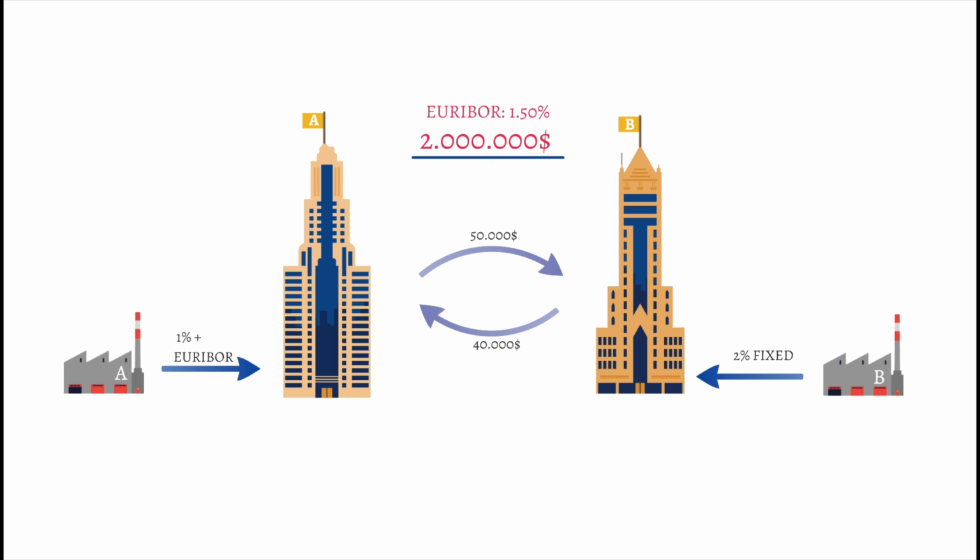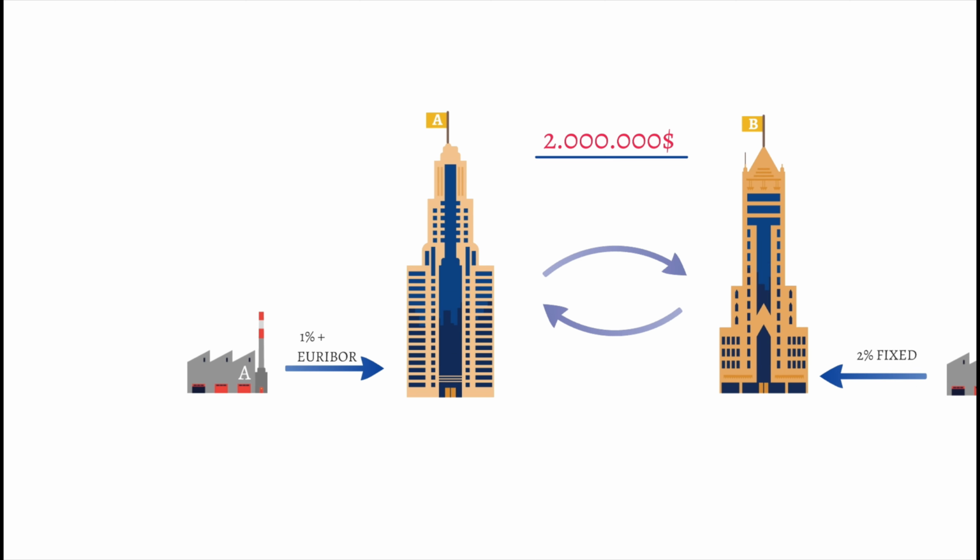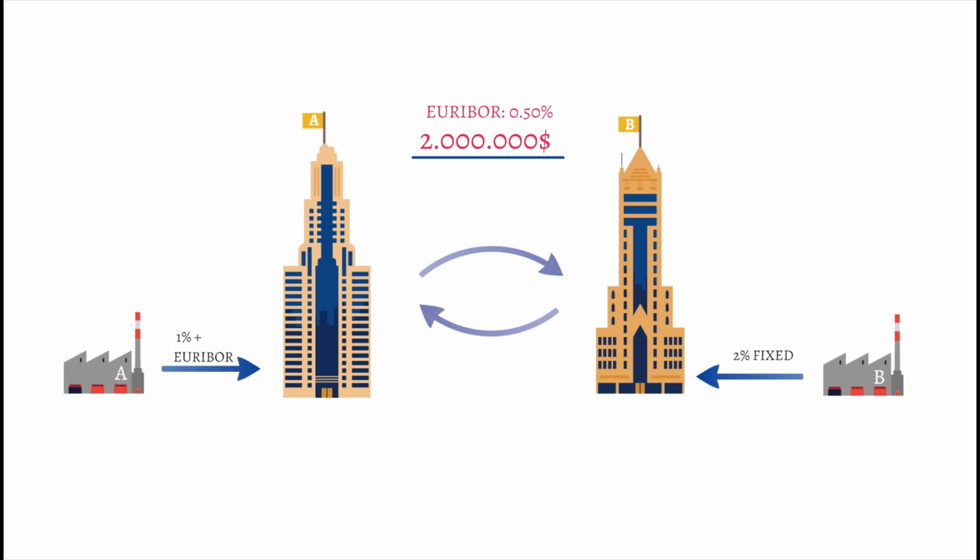But in the next settlement period, the Euribor drops to only 0.5%. Bank A now pays Bank B only $30,000, that is, 1% plus the 0.5%. Bank B, in turn, still has to pay the fixed amount of $40,000, so now Bank A has the upper hand. This process continues throughout the duration of the swap. Ideally, both banks benefit from the swap transaction.